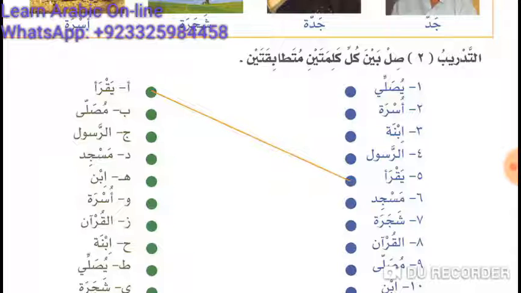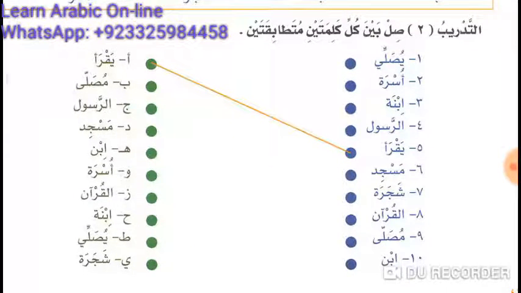Then we have the exercise: Sil baina kulli kalimataini mutabiqatain. He is asking you to join the two similar words. Join all these after the class and send me so that I can check, okay? Then Tadribus Salis. He is asking you to put a cross symbol in front of the different word. You can do this after the class. Tadribur Rabi. He is asking you to put a cross sign in front of the different sentence. You can do it after the class.